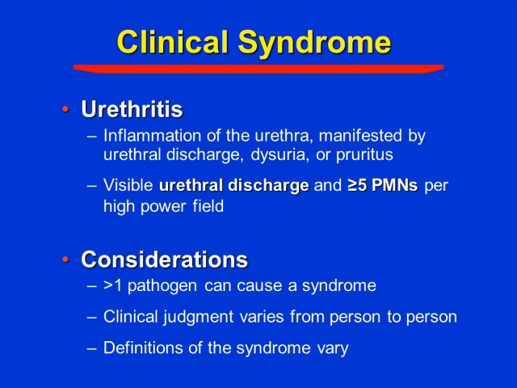febrile illness. It's important to remember when you're looking at a clinical syndrome that more than one pathogen can cause a syndrome. So you may be looking at a polymicrobial or polypathogenic syndrome. It's also important to remember that clinical judgment varies from person to person. So what one person calls discharge, someone else might not even recognize. Finally, when you're reading the literature and comparing studies, it's important to remember that definitions of the syndrome can vary from setting to setting, and sometimes you're not comparing apples to apples when you think you're comparing two studies that are looking at the same syndrome.